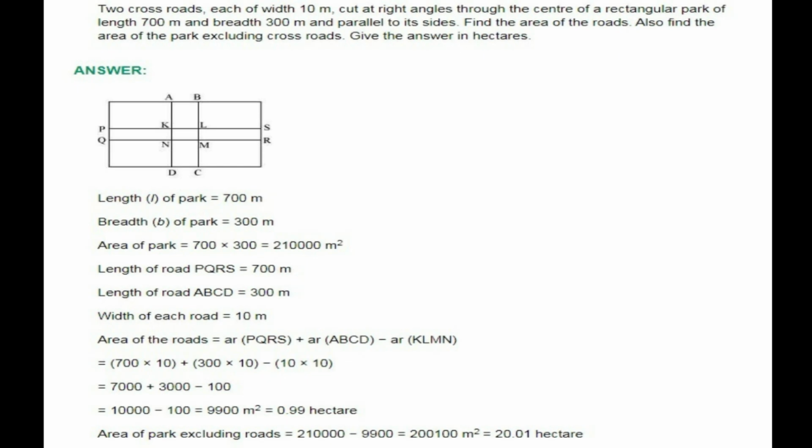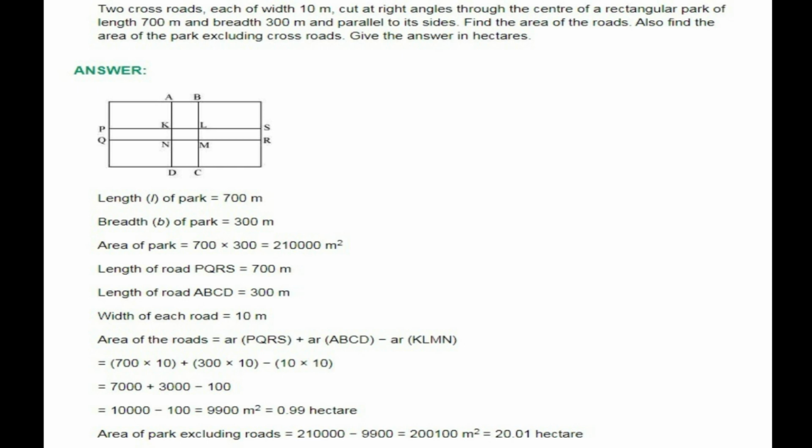whitewashing. Our next sum: 2 crossroads, each of width 10 meter, cut at right angles through the center of a rectangular park of length 700 meter and breadth 300 meter, and parallel to its sides. Find the area of the roads. Also find the area of the park excluding the crossroads. It is a very standard sum. They are telling you that 2 crossroads having width 10 meter cut at right angles through the center of a rectangular park, and the dimensions are length 700 meter and breadth 300 meter.